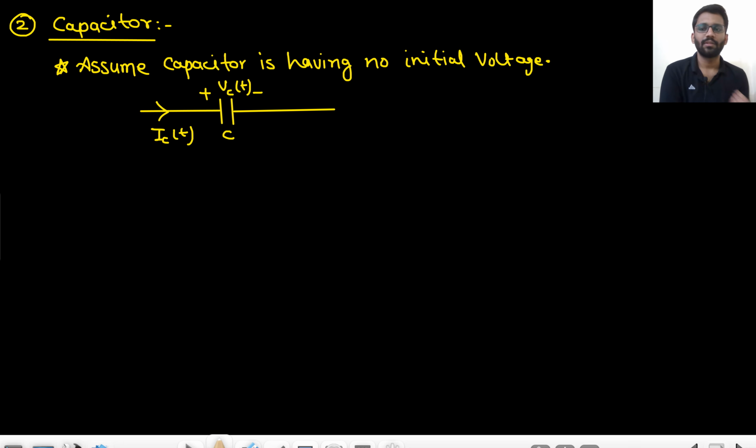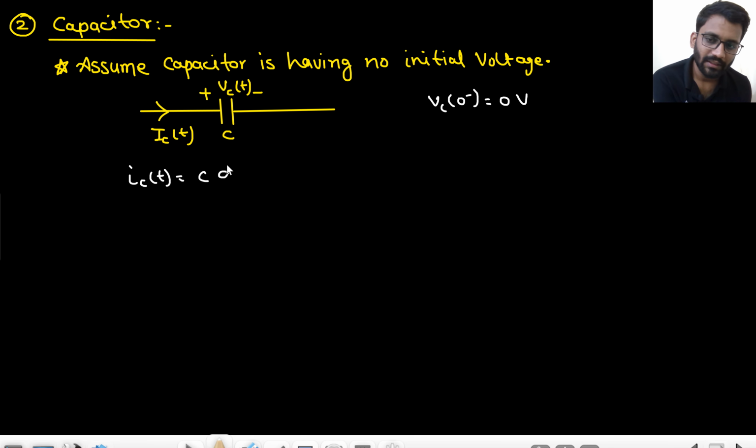Okay, now let's talk about the capacitor. First we are assuming the capacitor has no initial voltage. That means Vc(0 minus) is 0 volt. Now let's talk about the equation of Vc(t), or I can write the equation of Ic(t). So Ic(t) is C dVc(t) by dt, right?